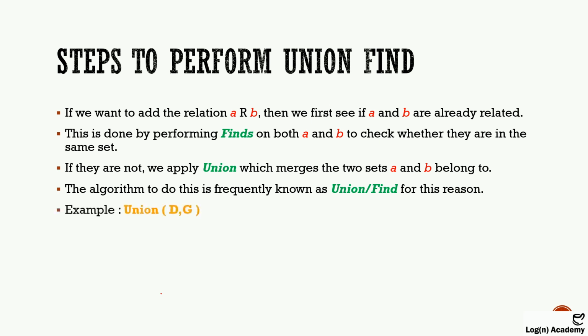This is very straightforward. Here is an example: D and G were both in the same set. When we performed the find operation, both results were the same because both were referring to the same root node, which was A.